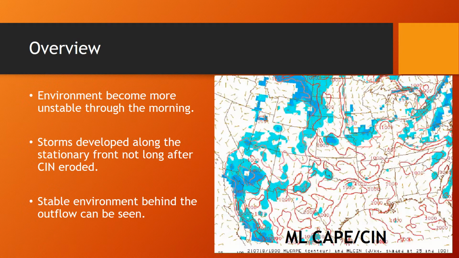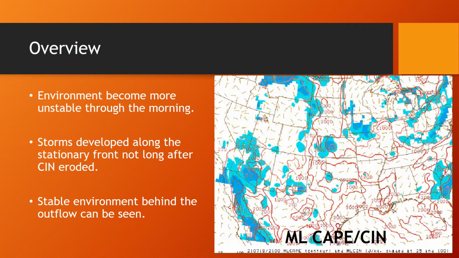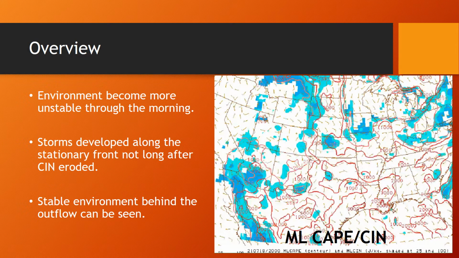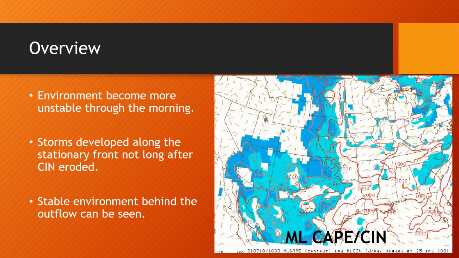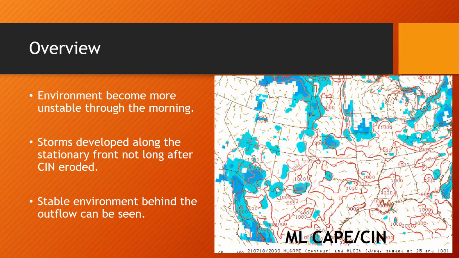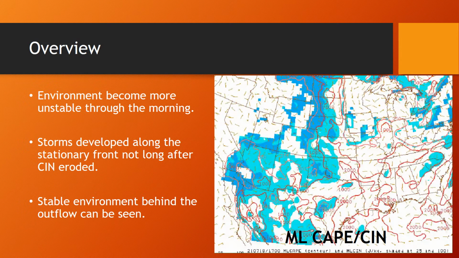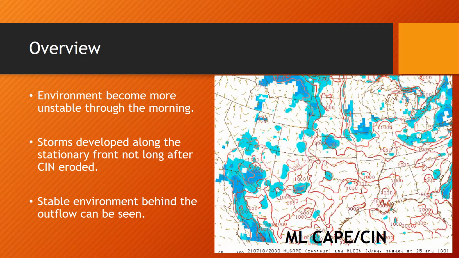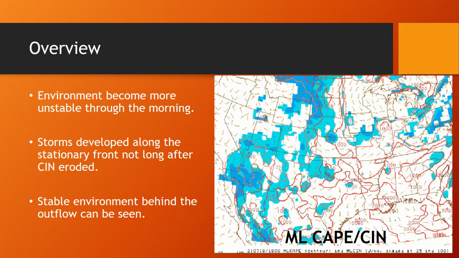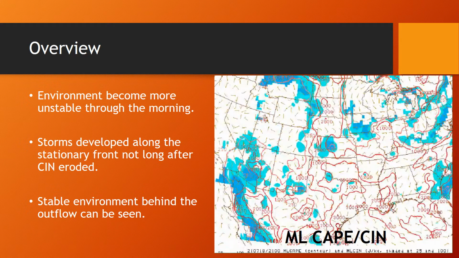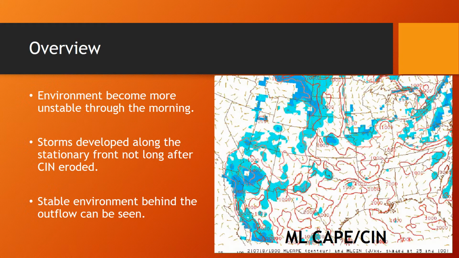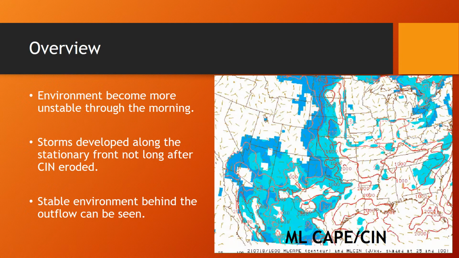Looking at the mixed layer CAPE and CIN, we have a little bit better picture of what the convective environment was like. As you can see, as we go through the morning and into the early afternoon, the mixed layer CAPE does increase to about 2,000 joules. And of course, the mixed layer CIN does decrease. You notice we have this blob, so to speak, of CIN moving south into Kansas. That is actually the models capturing that stable environment, that cold pool, if you will, behind that convective line that moves south out of Nebraska and into Kansas.